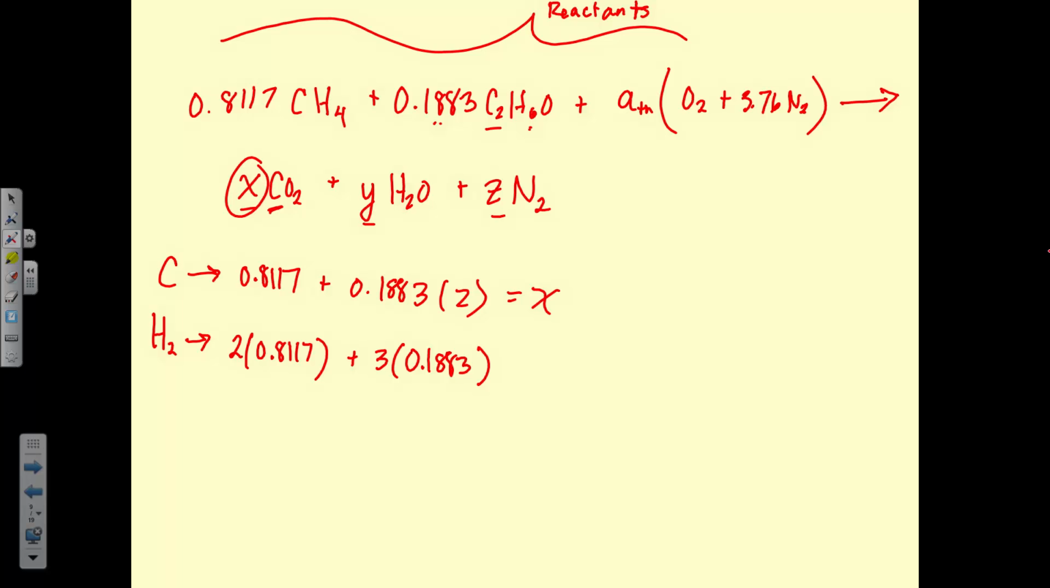Okay, so then with hydrogen, we have those two molecules. We have 2 times 0.8117, 3 times 0.1883 is equal to, on the other side of the equation, Y. So we find X is equal to 1.188 and Y is equal to 2.188 if we do the math on those.